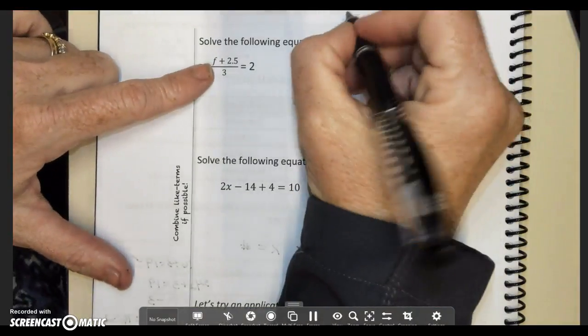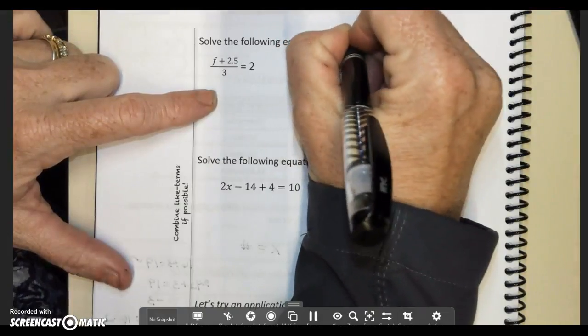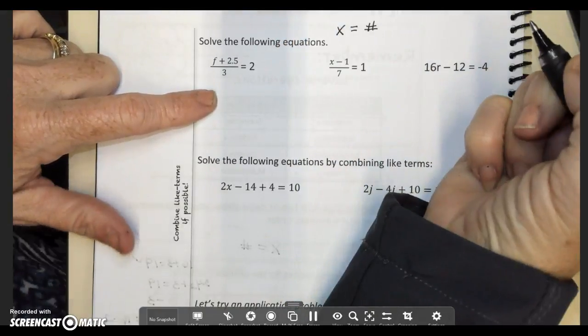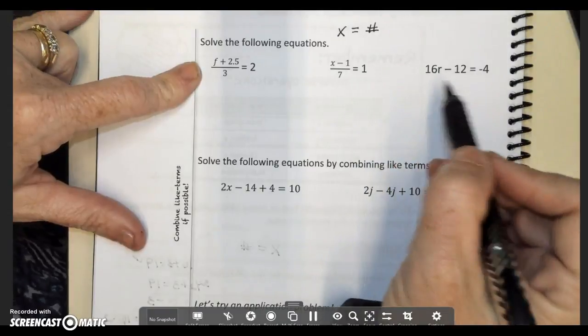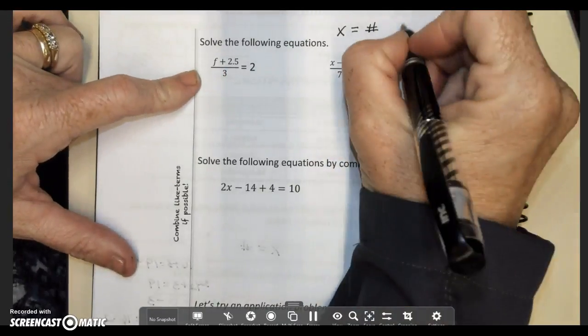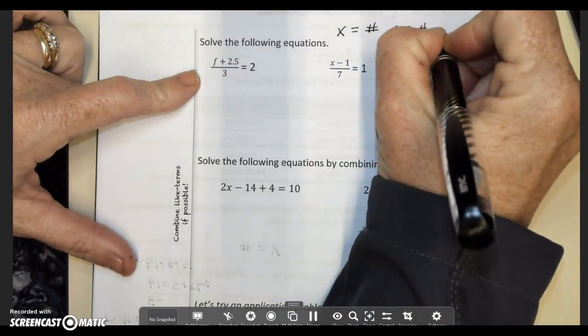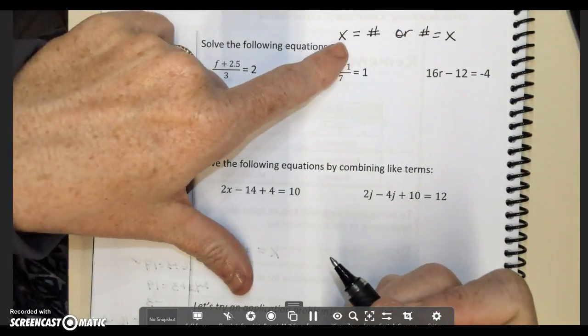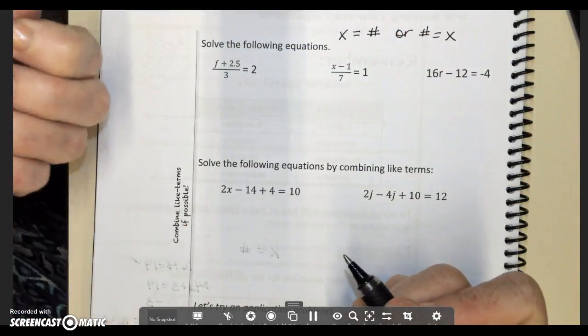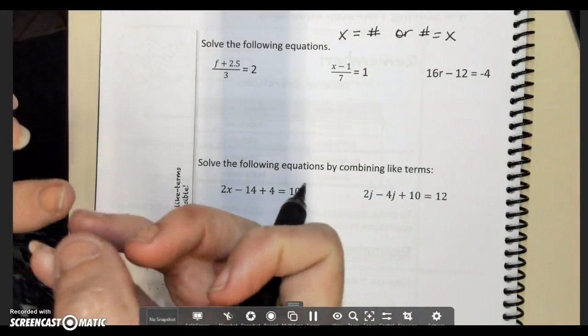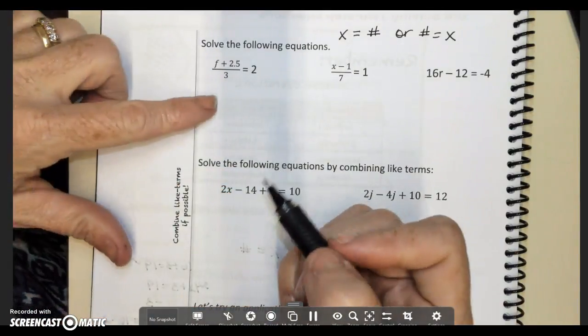So remember again, I want you to have a variable on one side and numbers on the other side. And if you decide which side they're each going to be on, it doesn't matter. You can have numbers on the left-hand side and variable on the right. It doesn't matter as long as you end up with a variable equals a number, because you're just finding a missing value when you're solving an equation.